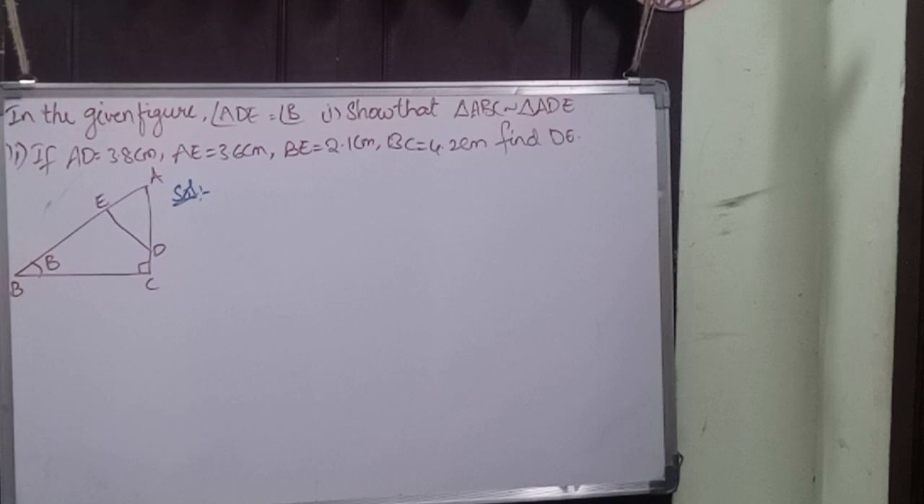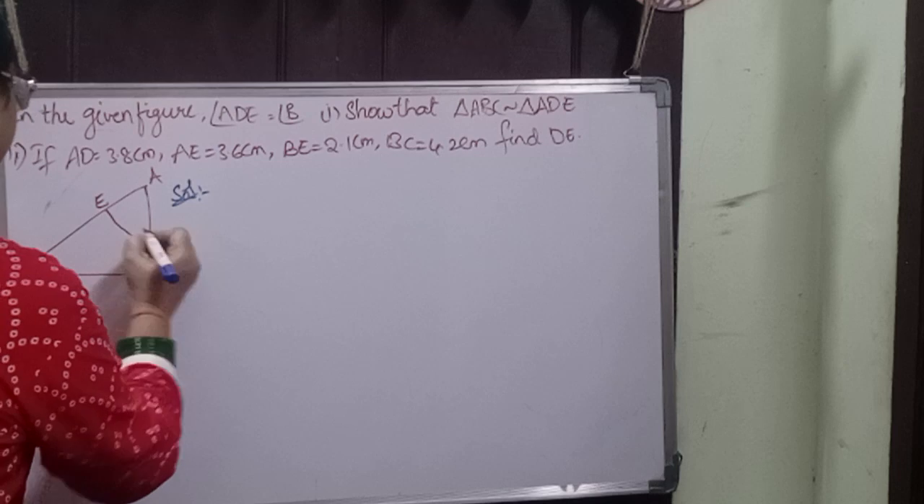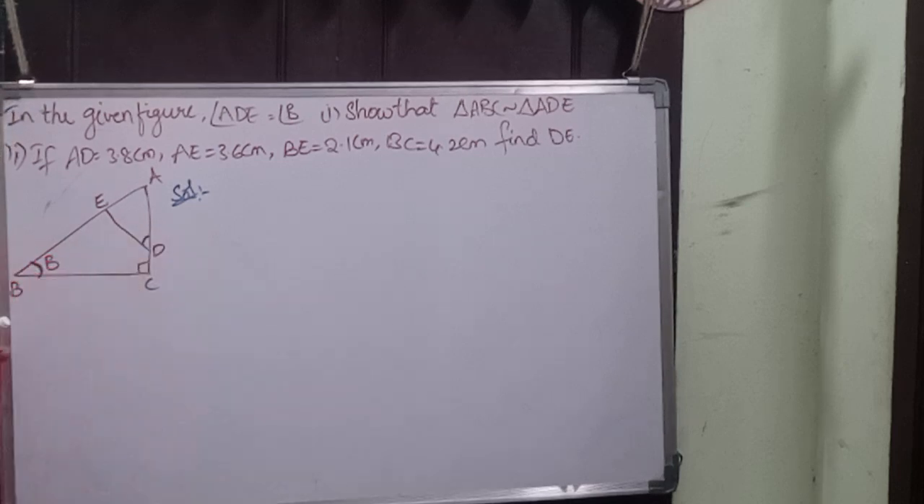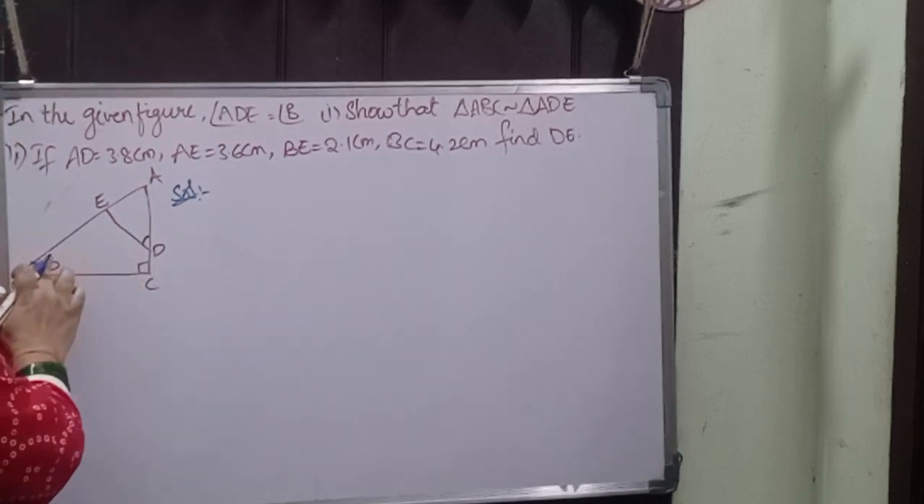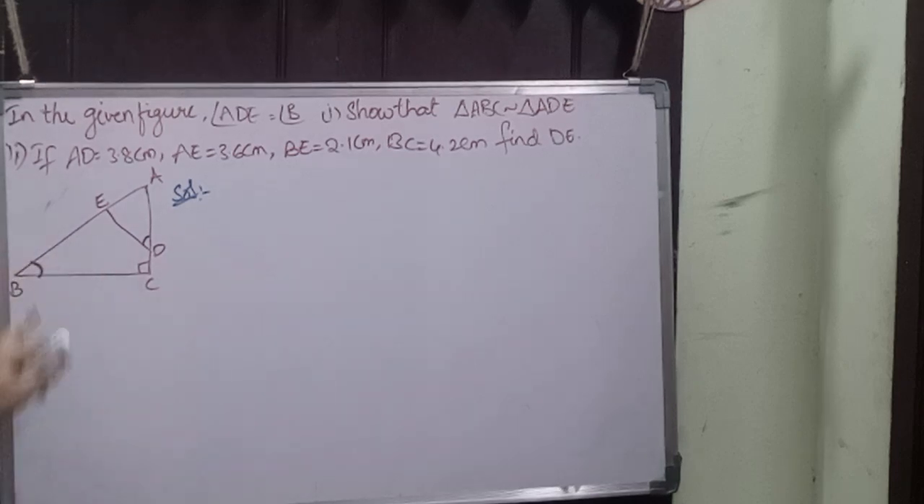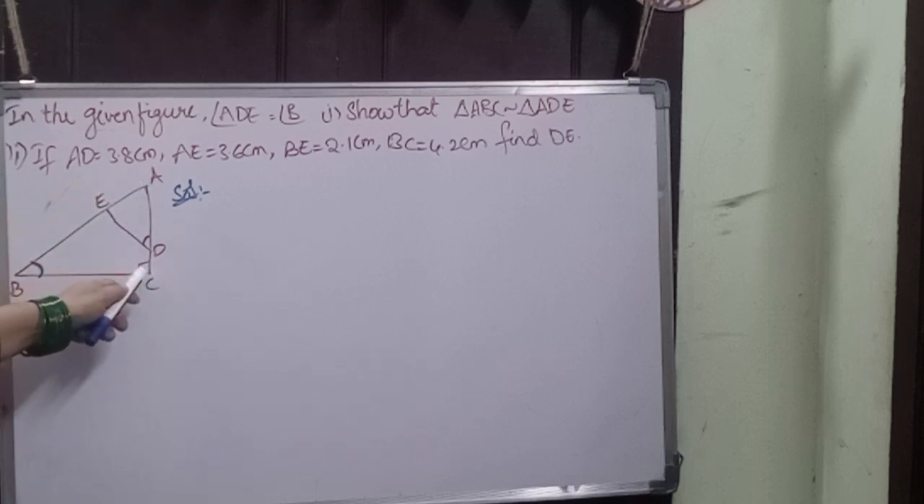The question is, in the given figure, angle ADE is equal to angle B. Then we have to show that triangle ABC is similar to triangle ADE.